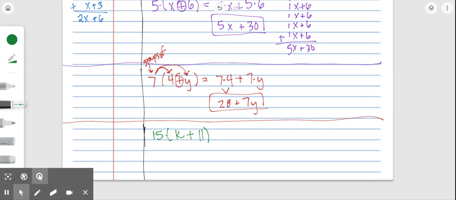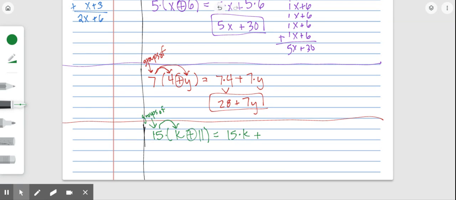So 15 groups of. And again, remember we're multiplying. So we do 15 times k. Plus, because this addition sign stays, 15 times 11.